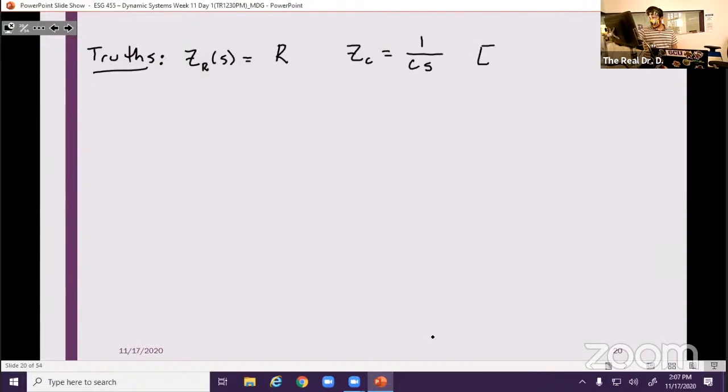There is one other thing, though. I am going to write here that my output voltage is going to be equal to my resistance, R1, times the current through that resistance. And that's just Ohm's law right now in the S domain.